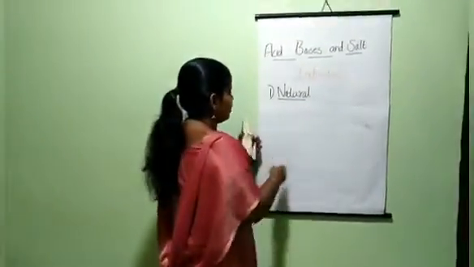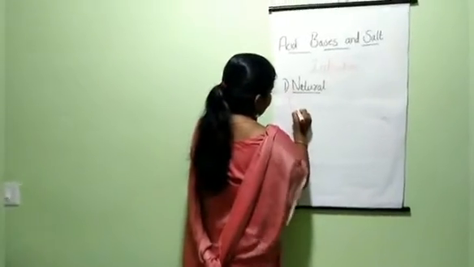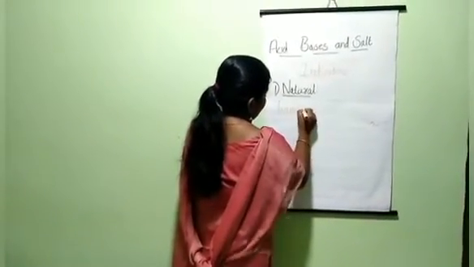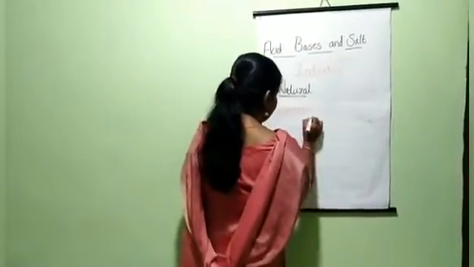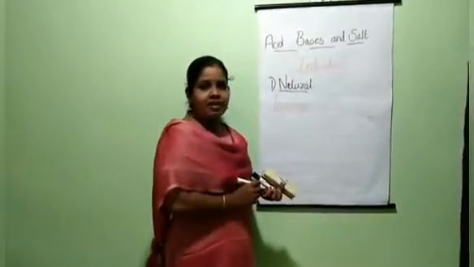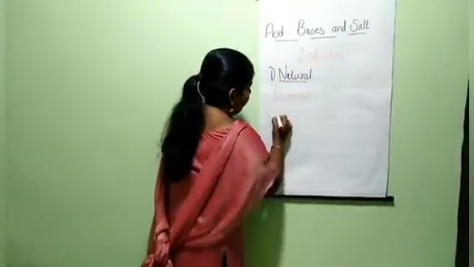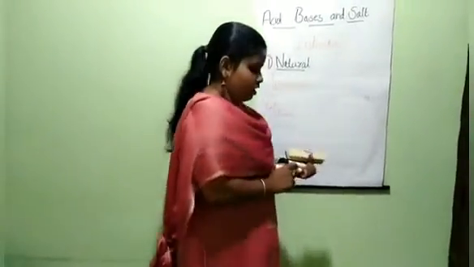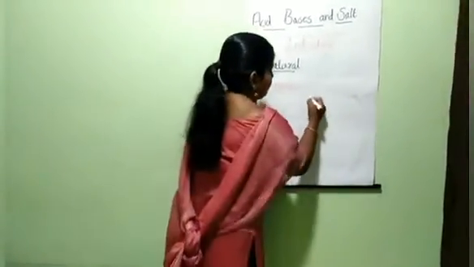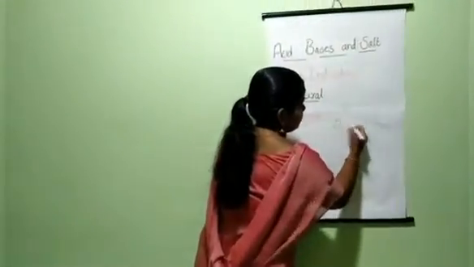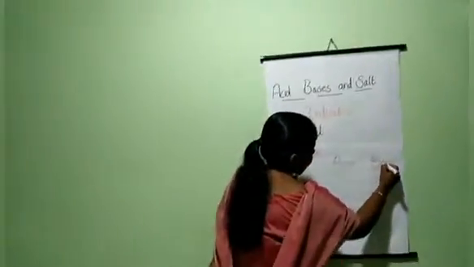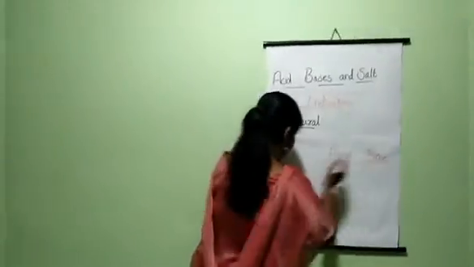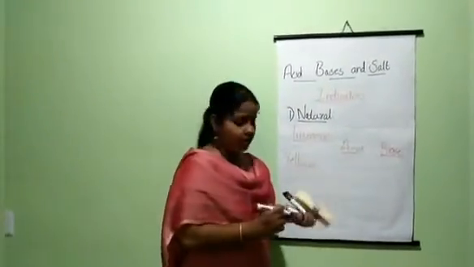Now I am going to explain the second natural indicator, that is turmeric. Turmeric means haldi. What is the color of turmeric? Turmeric has a yellow color. In acidic medium and basic medium, we have to discuss what the color change is. Acid as well as base. Turmeric has a yellow color.